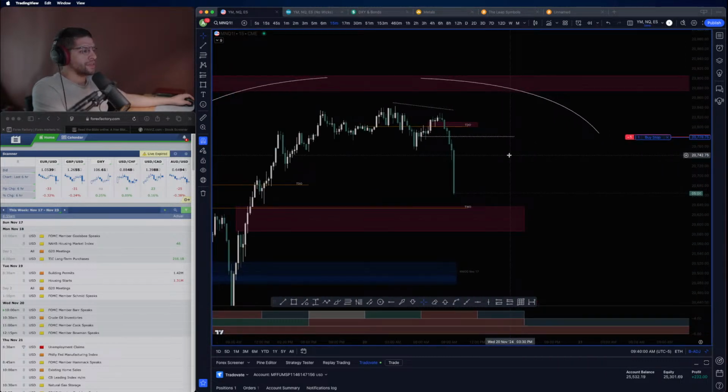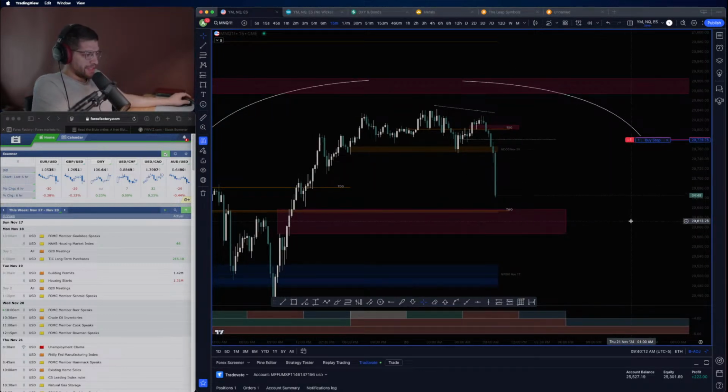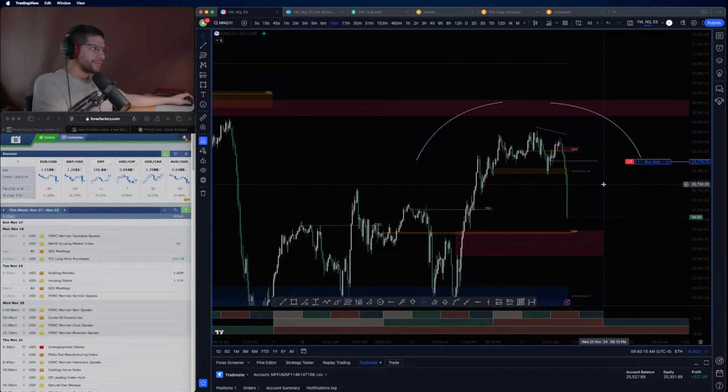And just calculating that risk to this, you know? Live expired. I don't know what that means. Cool. All right. Does that make sense? If it does, then awesome.